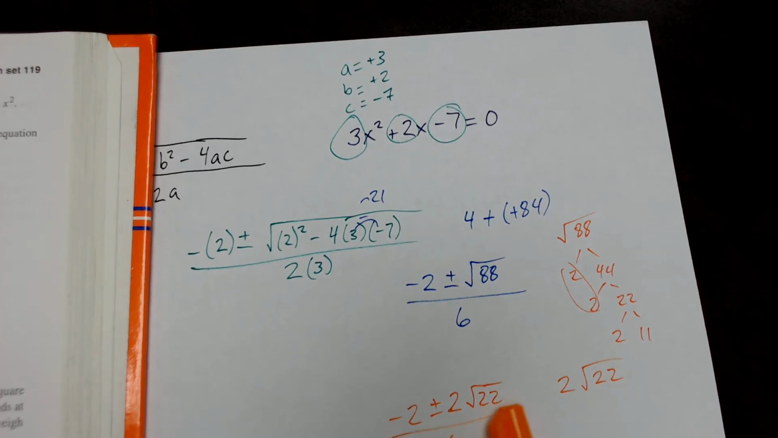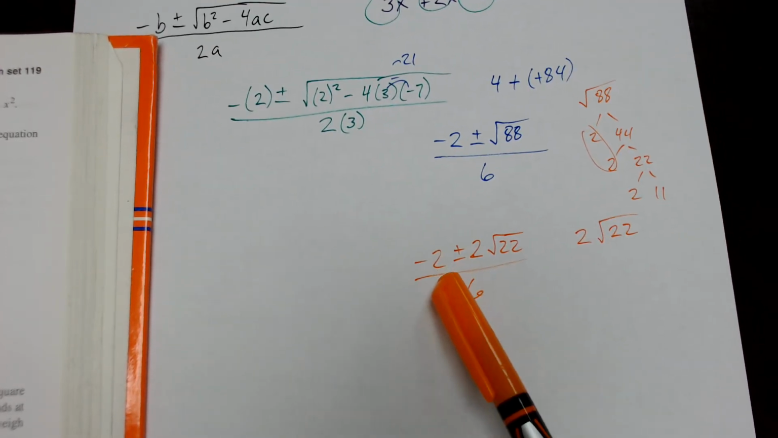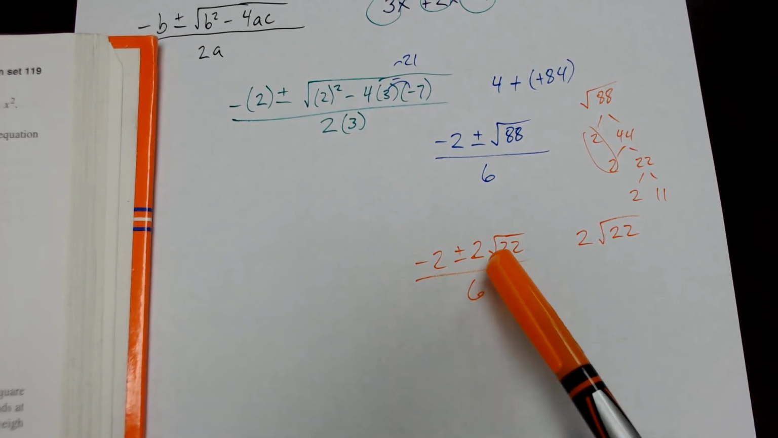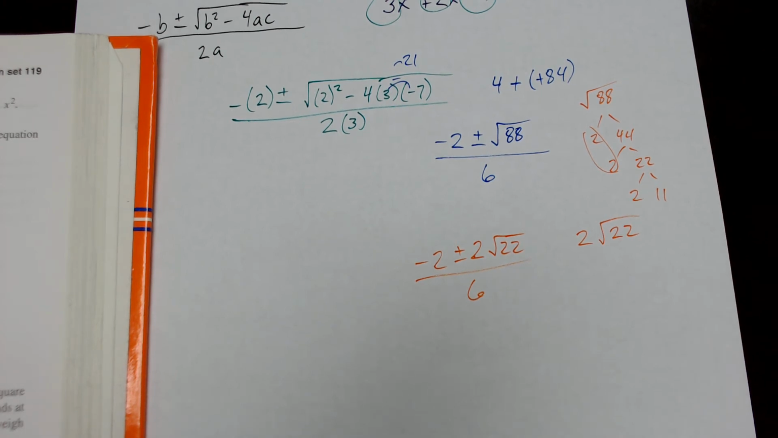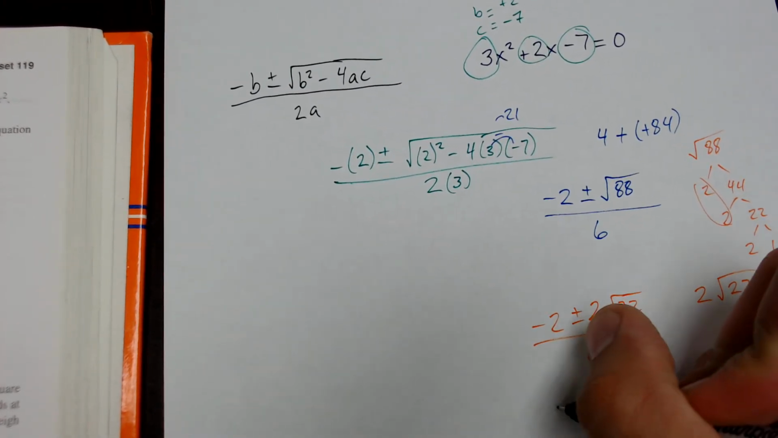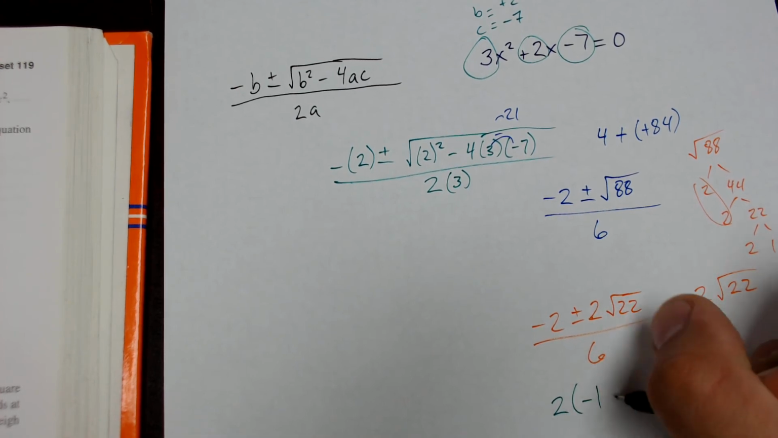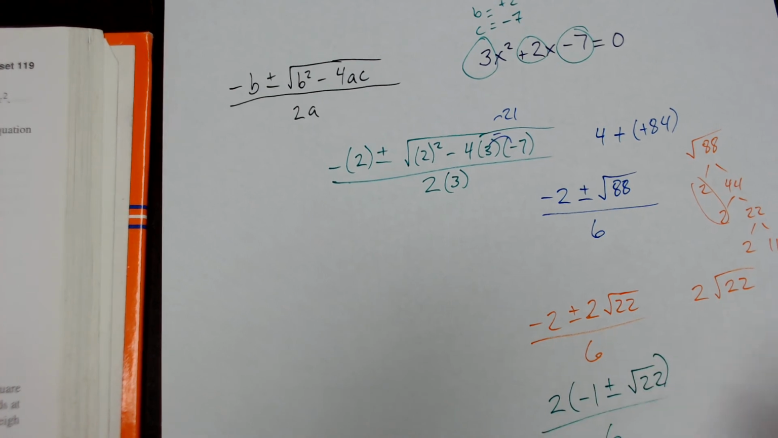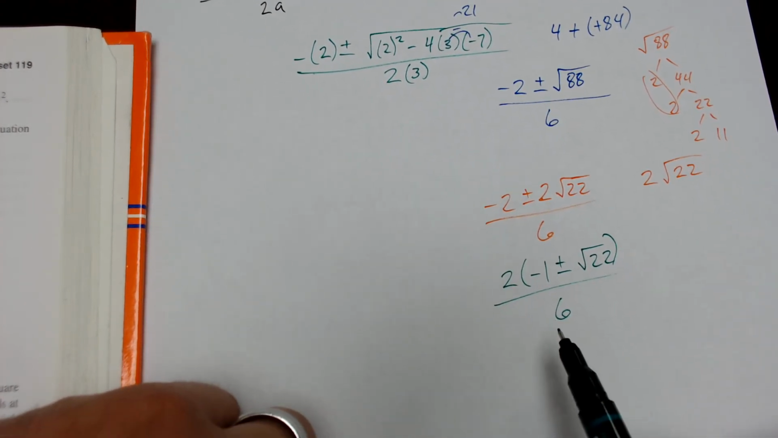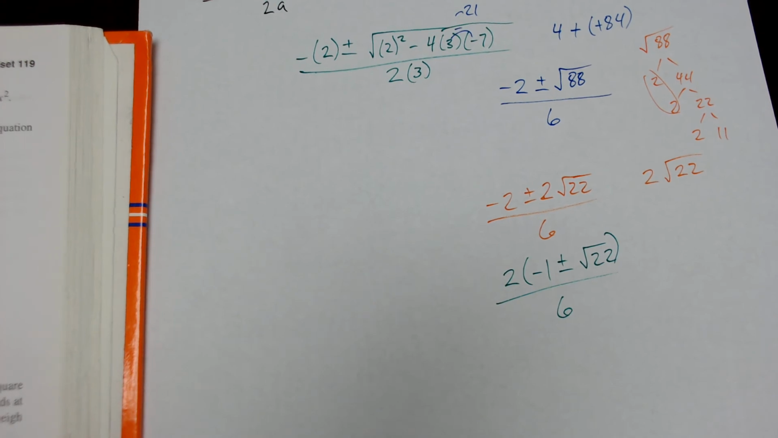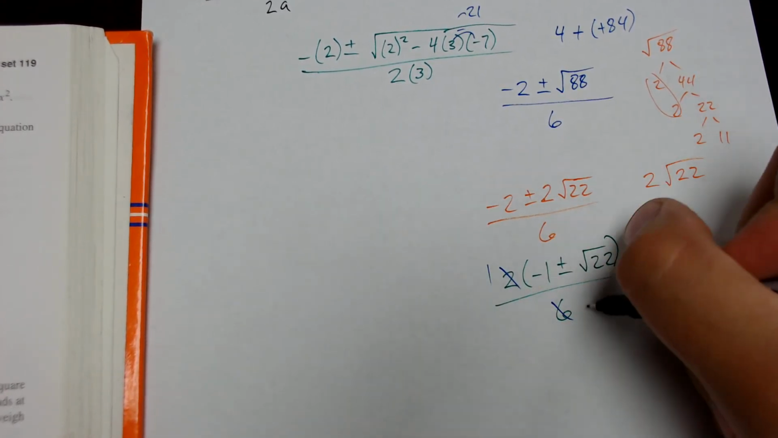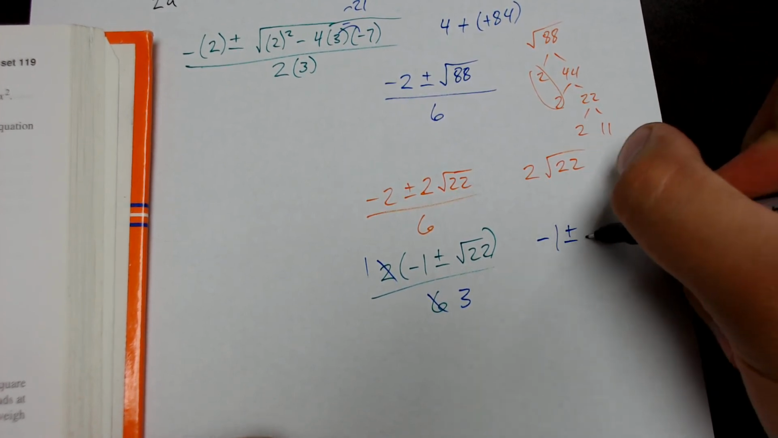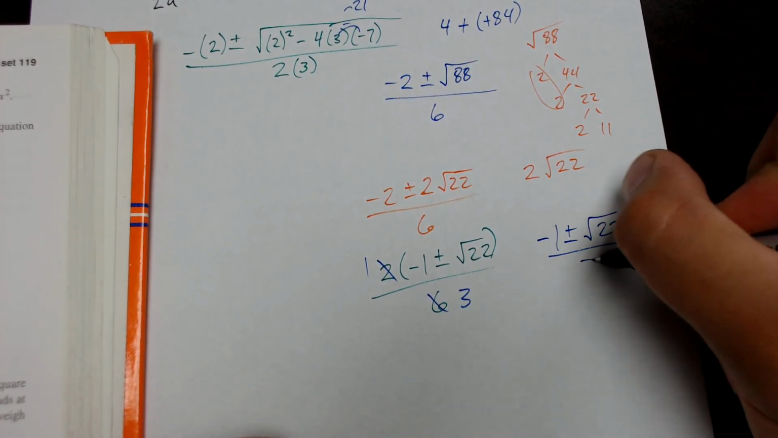Now, the last thing I can do to simplify this, if I look at my numerator, I see I have a greatest common factor of 2. Both of these terms have 2. So I'll rewrite this as 2 times negative 1 plus or minus the square root of 22, over 6. Now, writing it like that lets me cancel the 2 and the 6. That becomes 1, that becomes 3, which means that my final answer is just negative 1 plus or minus the square root of 22 over 3.